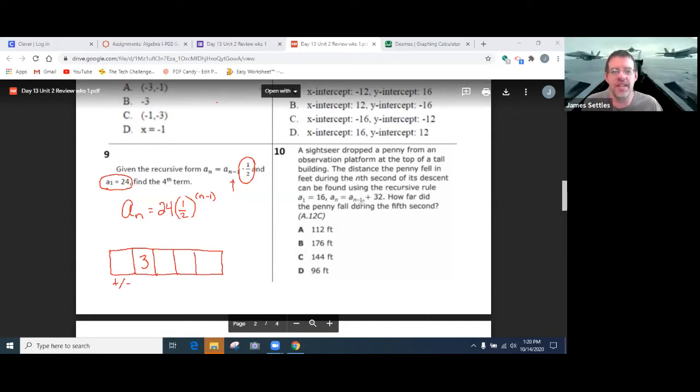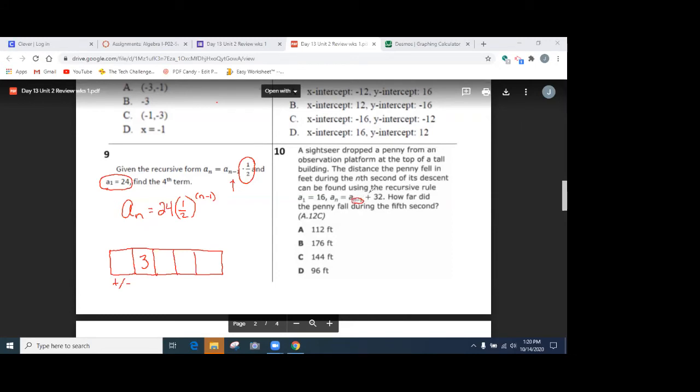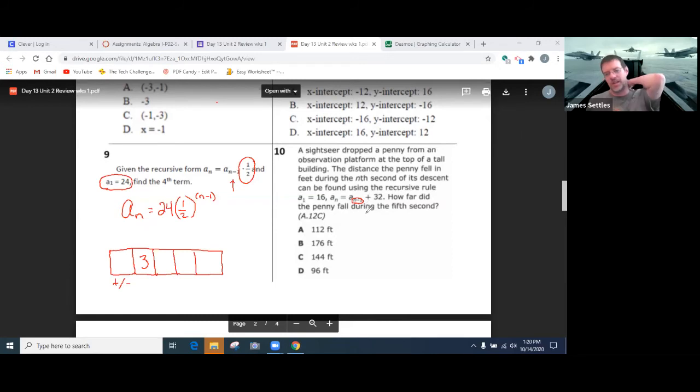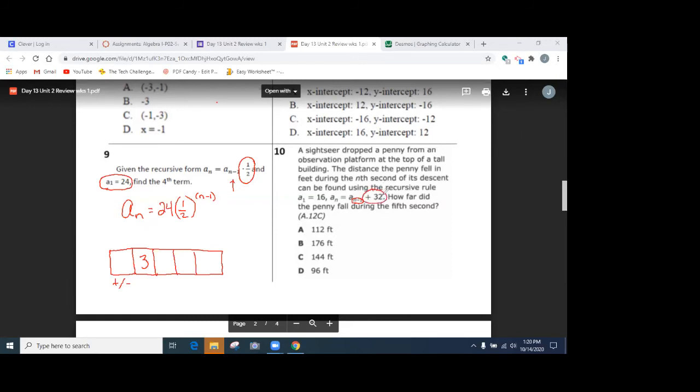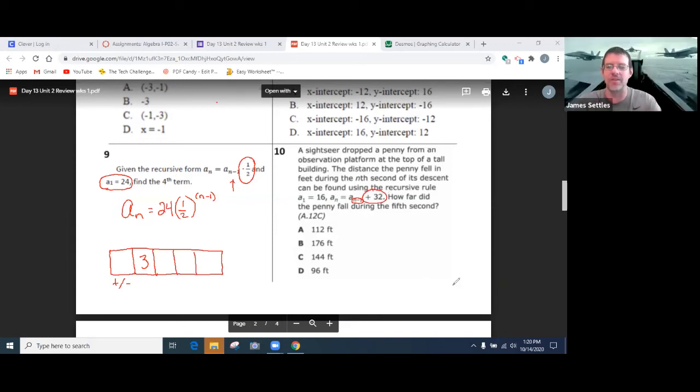So question 10, I see this stupid nickname again. Anytime we see that stupid nickname, the only thing we care about is this plus 32. So once again, I need you guys to be honest with yourself. If you do not know how to do this, if you're like, I don't have a clue, then you're going to guess C, okay? And you're going to move on with life. You're not going to stress over this question.